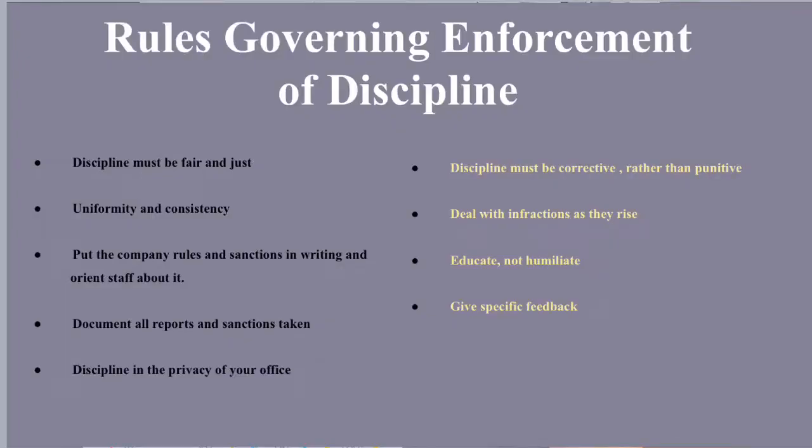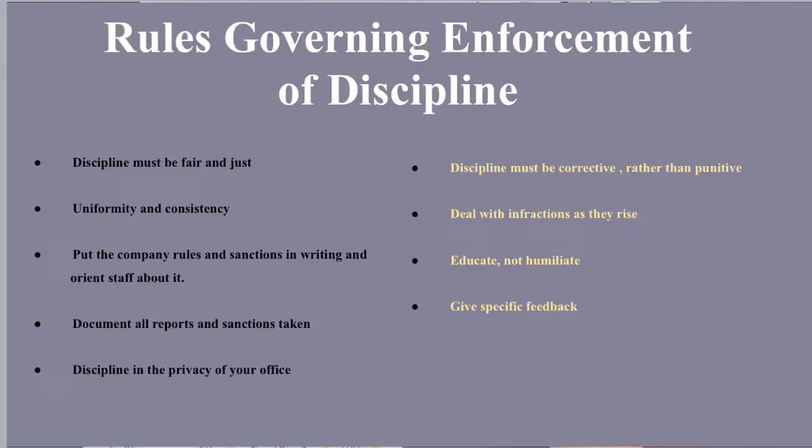So let's proceed to the rules governing enforcement of discipline. First, discipline must be fair and just. No employee can be convicted nor given any disciplinary action until proven guilty beyond reasonable doubt. There must be sufficient and factual evidence to prove his or her guilt. This requires a thorough investigation, including interviewing witnesses, reviewing documents, reports, complaints, and other sources of information.